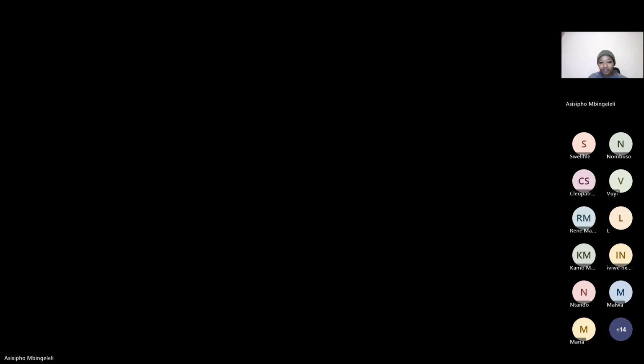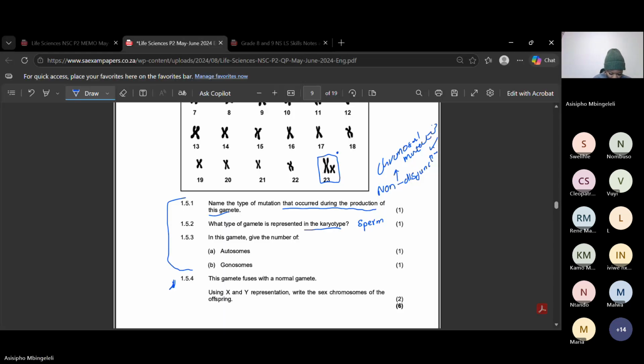Sinazo? For A, I said 23 autosomes. In this gamete, give the number of autosomes. 22. And then gonosomes. I said 2, because there were 2 X's there. 100%. There are 2. Okay.